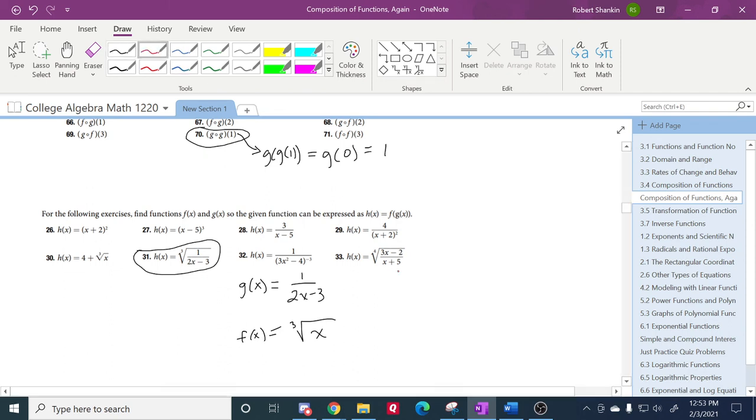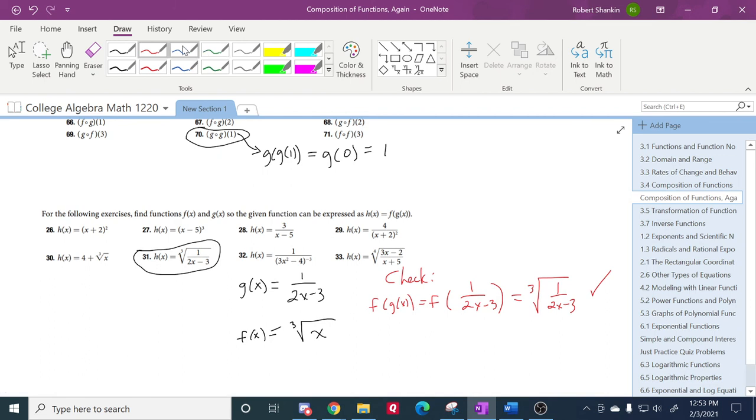Let's put it in red. So if I did f of g of x, this would be f of, now g of x is 1 over 2x minus 3. And f of anything is the cube root of that thing. And in fact, it gives me exactly that. It checks.